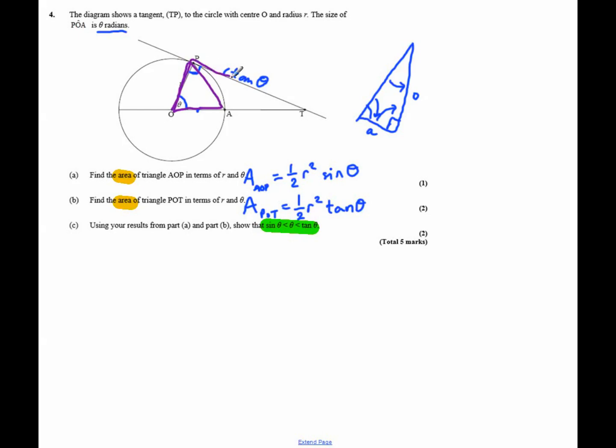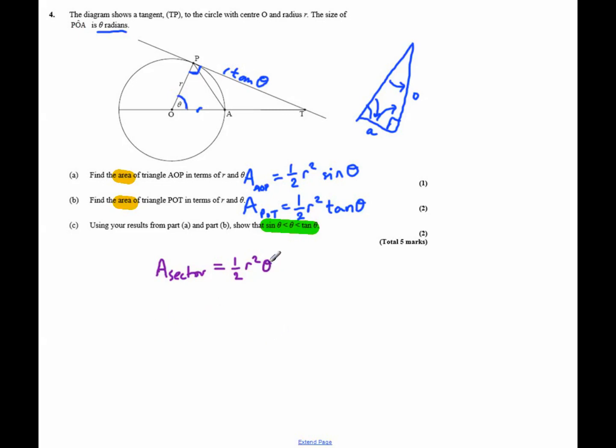Once you start thinking along these terms, you notice that you've got the area of this triangle and the area of this triangle, and there is actually a shape in between them, and that shape is the sector of the circle. So let's try working out what the area of the sector is. Well, the area of the sector is going to be half r squared theta, when theta is in radians.